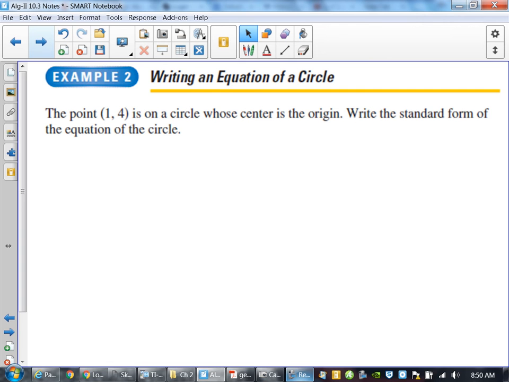The point (1,4) is on a circle whose center is at the origin. Write the standard form of the equation of the circle. Was it into your X and Y? No, not necessarily. Your center is at the origin. Your H and K are both 0 in this case. Now, the point (1,4) is over 1, up 4.